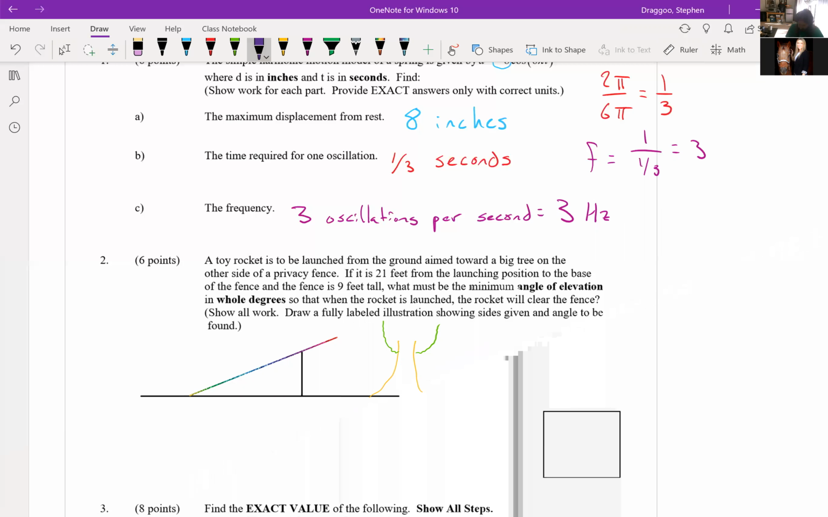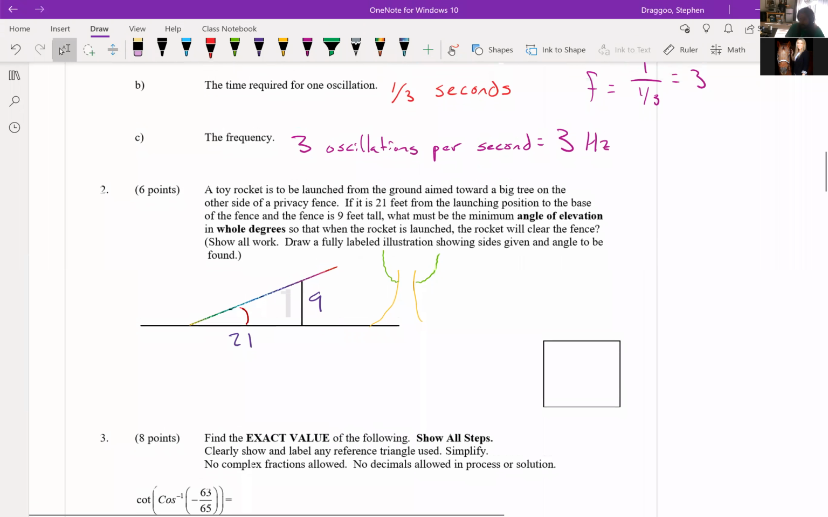And so then, what do we want to label here? We know that the fence is 9 feet tall, so I'll put a 9 right there. We know that we're 21 feet away from the base of the fence, so 21 goes right there. And we're interested in the angle of elevation, which is going to be that red angle right here. That ought to be enough to put it together, right? Yeah, I think so.